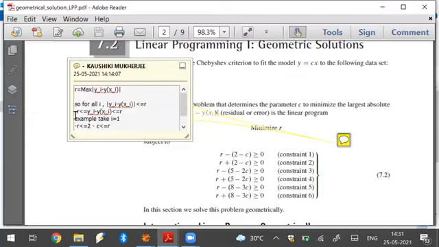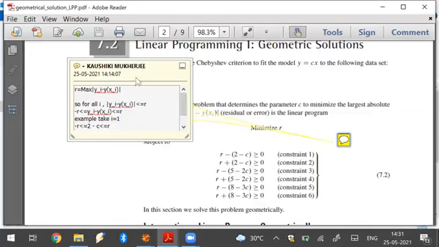Once you take this portion and another time you take that portion, for this one you will get one constraint, and again for that one you will get one constraint for any i. So for each i you are getting two constraints. So suppose there are 3 data points, you will be getting 6 constraints in total.